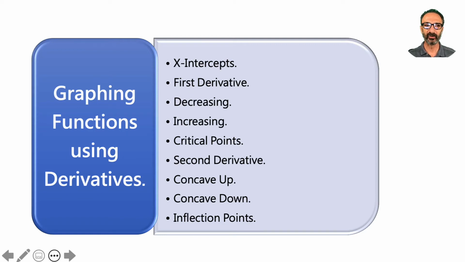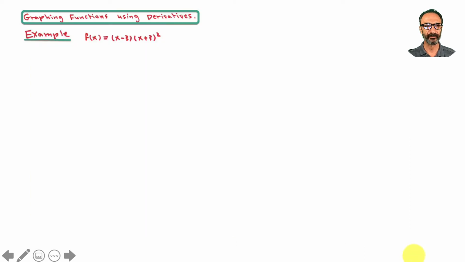Today I'm going to talk about graphing functions using derivatives. Keywords will be x-intercepts, first derivative use, decreasing, increasing, critical points, second derivative, concave up, concave down, and inflection points. Going a little bit fast because there is no need to slow down here and explain everything. Just like an idea about the content. Here we go. Graphing functions using derivatives.